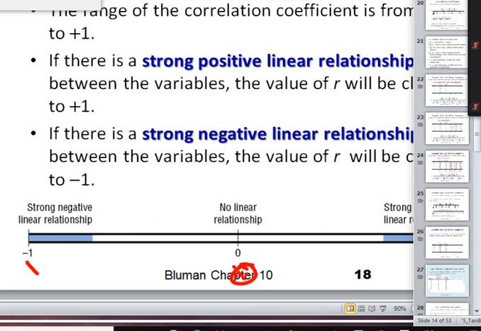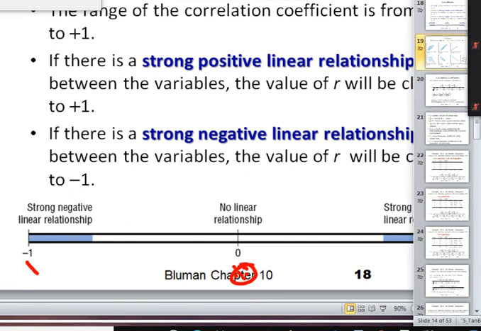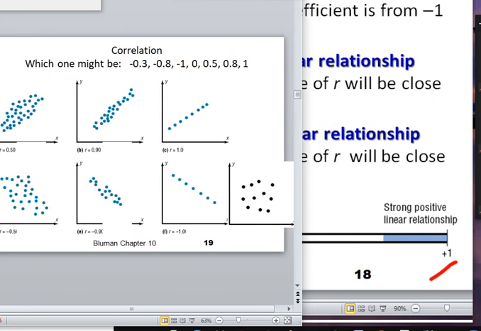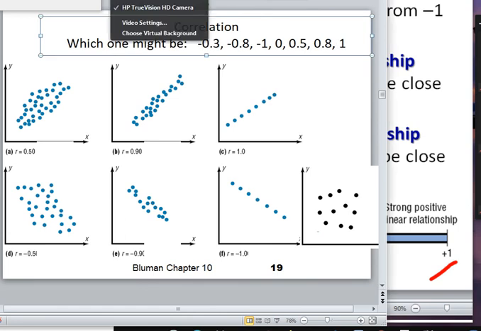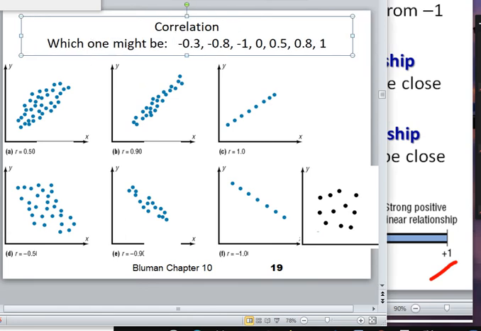Let me find the slide. There we go. All right, so here it is. This is the slide we want. So then turn the page, and this is your next thing to figure out.